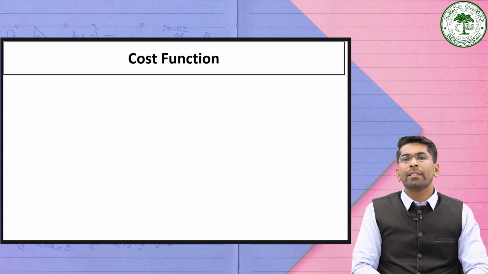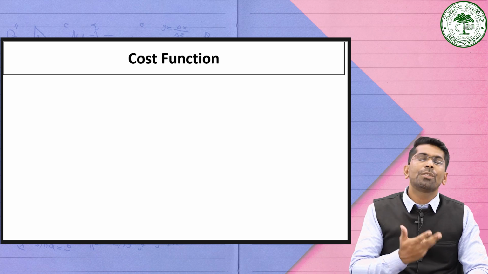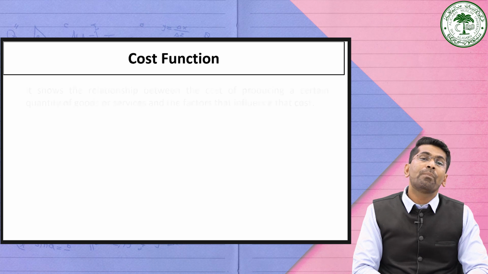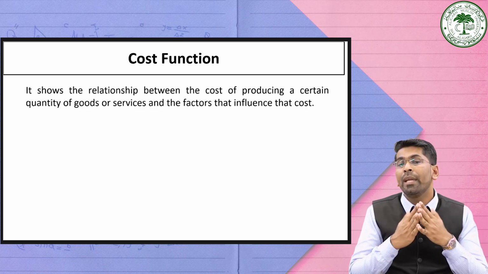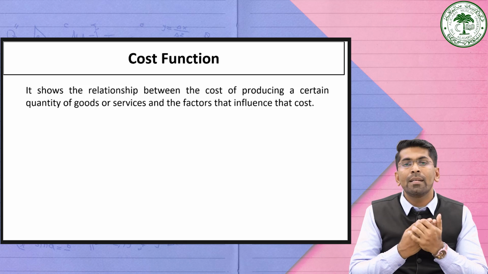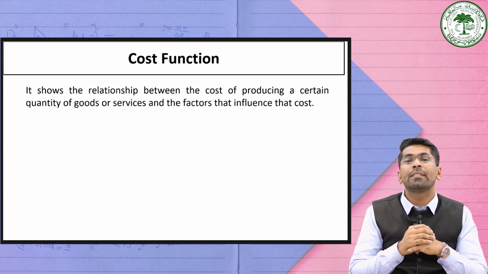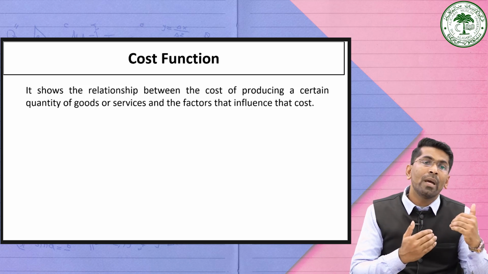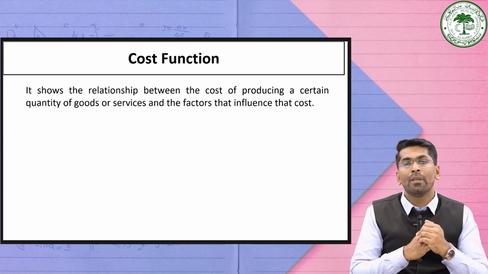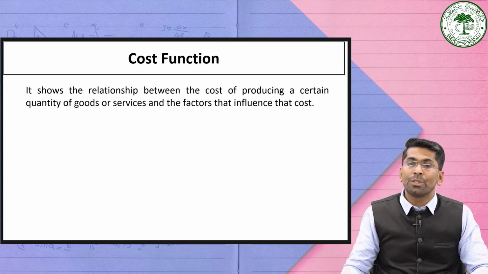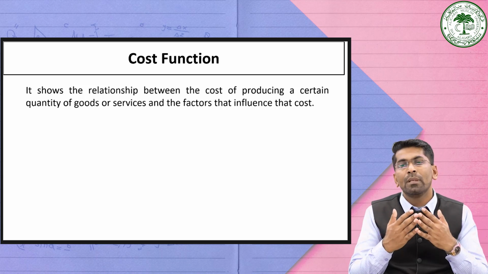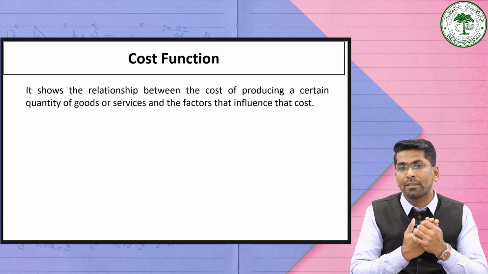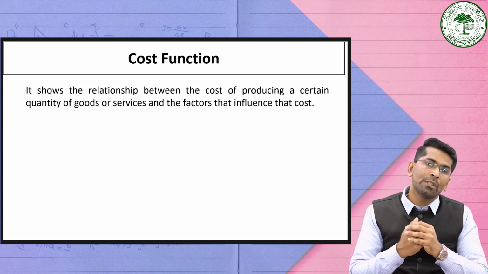Now another function is the cost function. The cost function in economics represents the relationship between the cost of producing a certain quantity of goods and services and the various factors which actually affect the cost of a commodity. So the cost function is crucial for business people, those who are working in business activities, to efficiently analyze and manage their production processes.